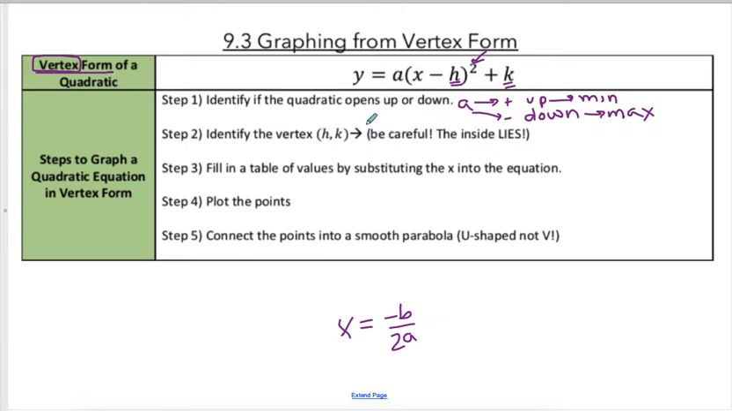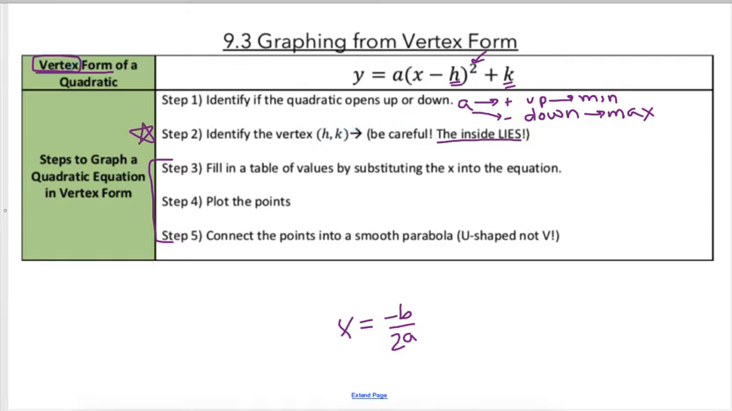But be careful. The h here is positive. The h inside our form is negative. So what I say is the inside lies. Inside the parentheses lies to us. So we are going to do the same step 3, step 4, and step 5 that we did previously, filling in the table of values and substituting x into the equation. So we're going to still use our calculator and then plot and create our U-shaped, not V-shaped graph. The new part, vertex form, let's practice finding that vertex.